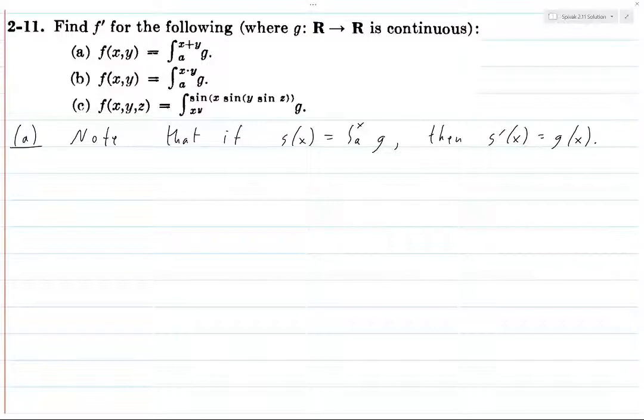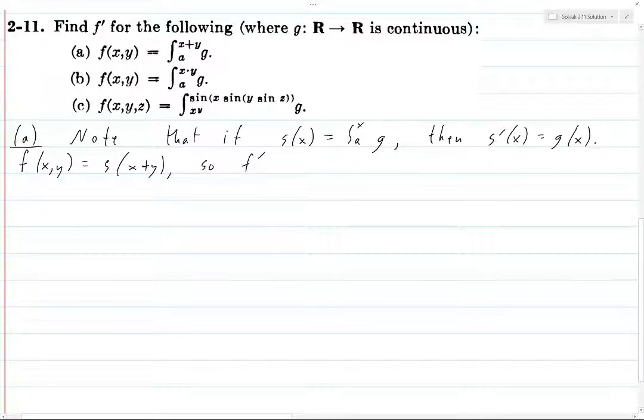f of xy is the integral from a to x plus y of g. So we've got f of xy is just s of x plus y. So if we want to take f prime of xy, then we have to use the chain rule. So it's going to be s prime at x plus y. Oh, wait. Before we get there, we have to do the thing where we turn everything into projections because we don't know what a partial derivative is yet.